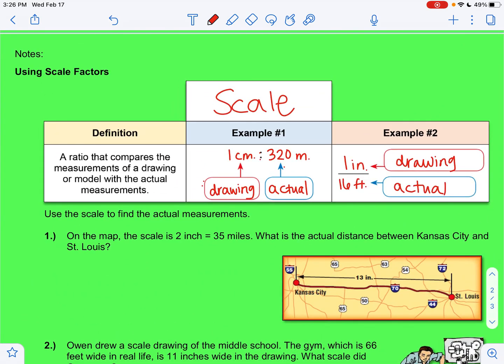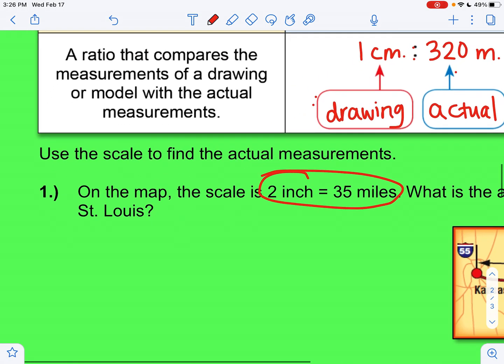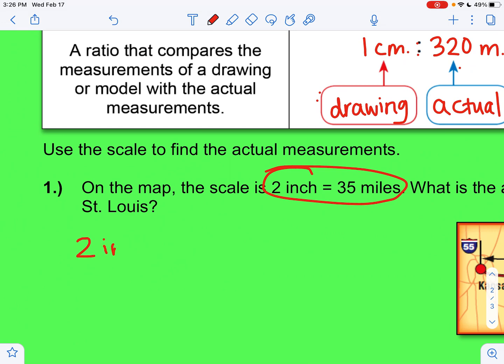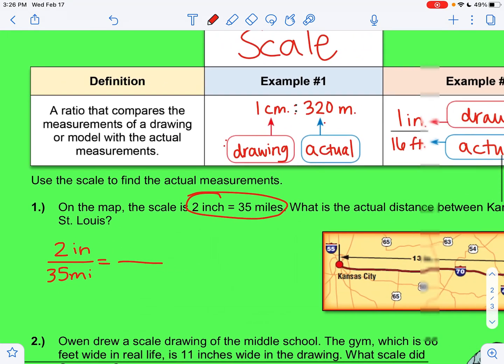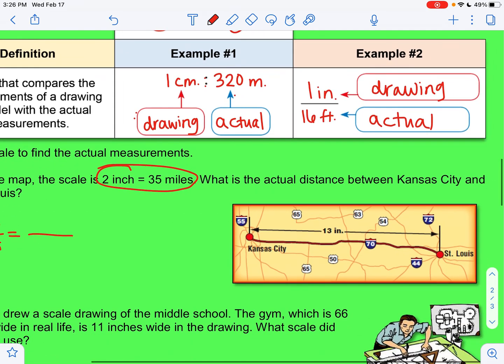Okay, so let's go ahead and practice some of these. We are going to use the scale to find the actual measurements. On our map, the scale is 2 inches to 35 miles. What is the actual distance between Kansas City and St. Louis? So we're doing the exact same thing we did up above. They gave us our scale, so that's one of our ratios, 2 inches to 35 miles. We want to know how far these two cities actually are.